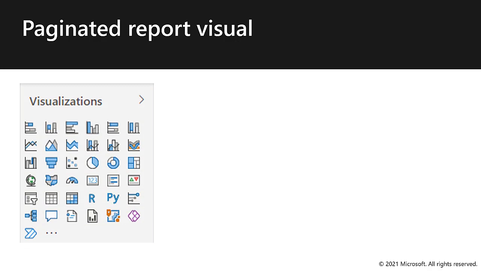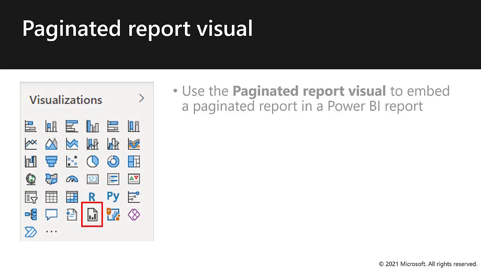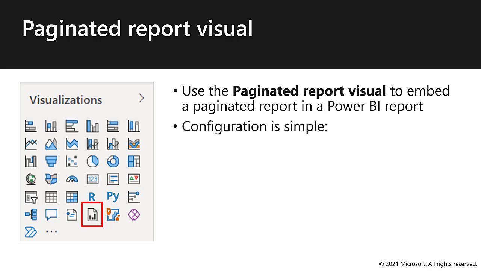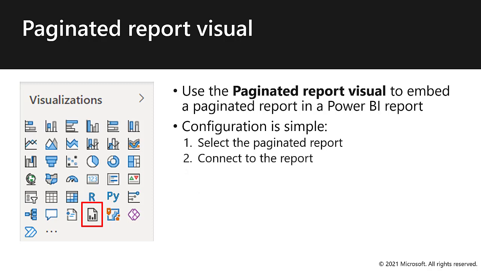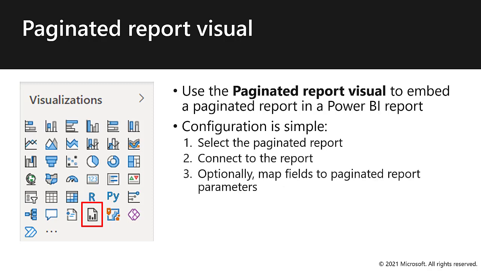And then lastly, the Paginated Report Visual. You can use this visual to embed a paginated report in a Power BI report. And configuration is simple in 3 steps. Step 1, select the paginated report. Step 2, connect to the report. And Step 3 is optional, allowing you to map fields from the Power BI report to the paginated report parameters.